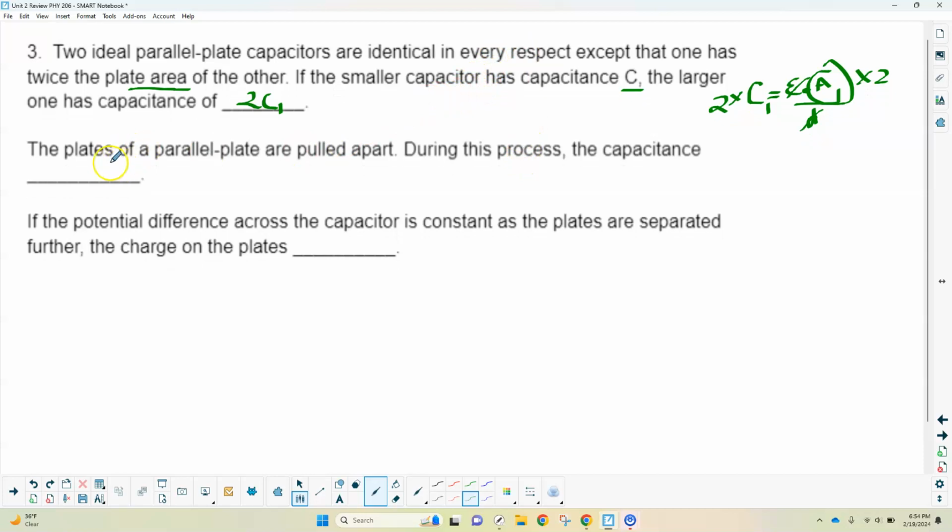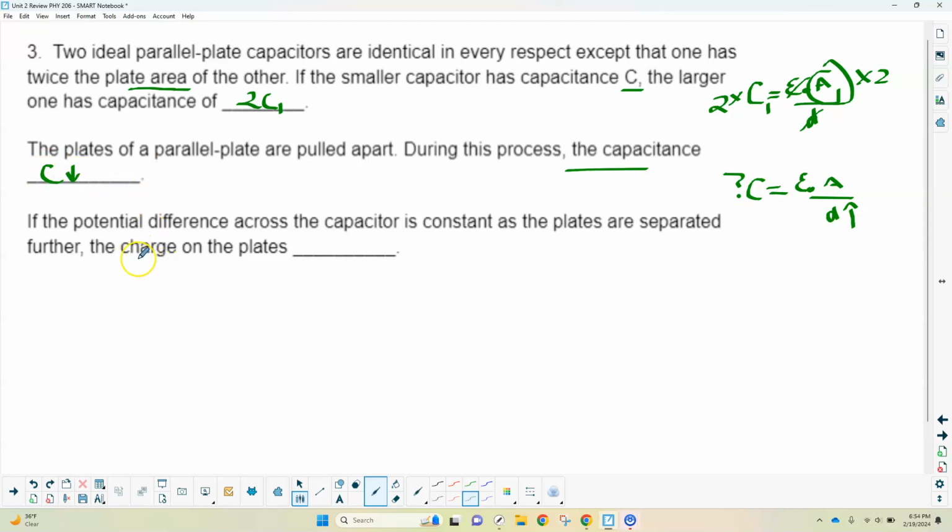The next question says the plates of the parallel capacitor are pulled further apart. So again, it's still the same equation, C equals epsilon naught A over D. And we want to know what happens to the capacitance. So if D gets bigger, what happens to C? This is in opposite parts of the fraction, so they are indirectly related. So if D gets bigger, C is going to get smaller. So the capacitance decreases, all right, proportionally to that.